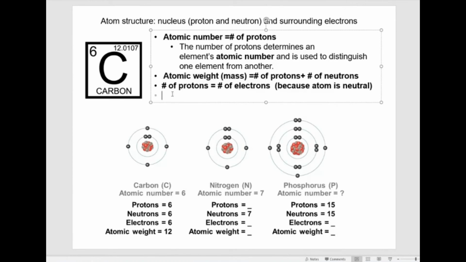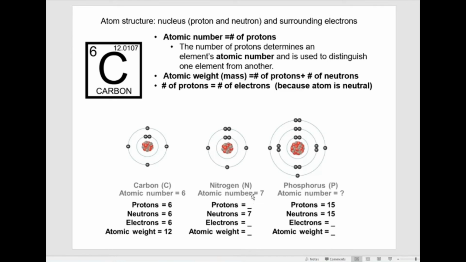Okay, so for carbon, this is the information we have. I mentioned that the number of protons is equal to the number of electrons, to make the atom overall neutral. So based on this information, you can actually calculate the atomic weight or the number of electrons or protons based on the information available. Let's do a quick practice.